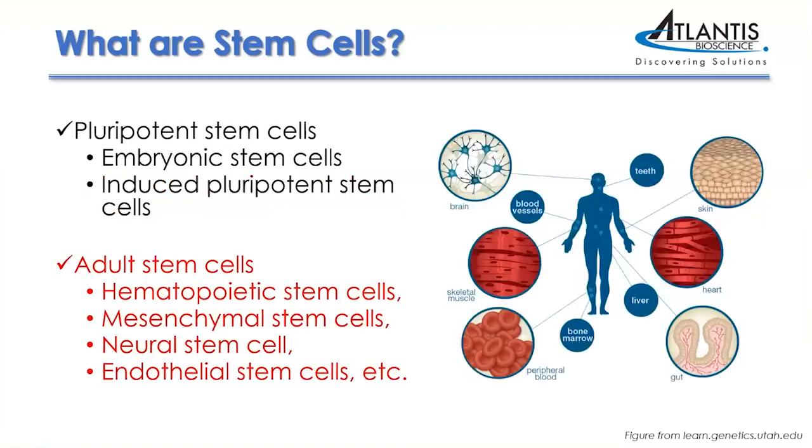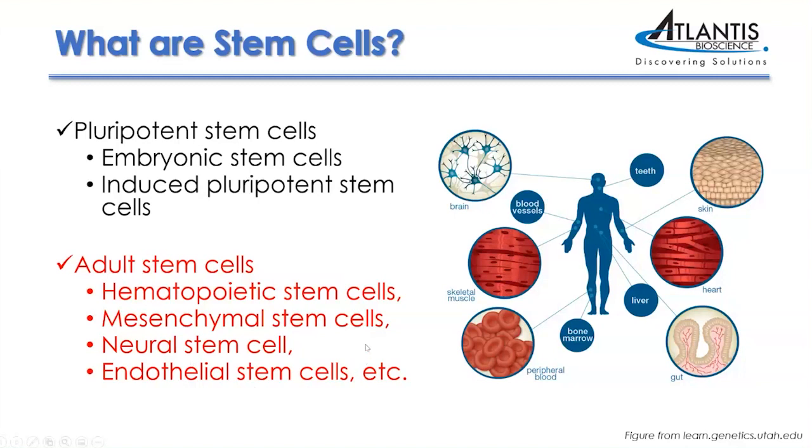Adult stem cells, on the other hand, are multipotent stem cells which are found in various parts of the body, such as in the bone marrow, the skin, blood vessels, and so on. These cells are also sometimes called tissue-specific stem cells, and they serve as a renewable source of specialized cells for tissue development, maintenance, and repair. Here are some examples of adult stem cells, such as the hematopoietic stem cells, mesenchymal stem cells, neural stem cells, and endothelial stem cells, and so on.